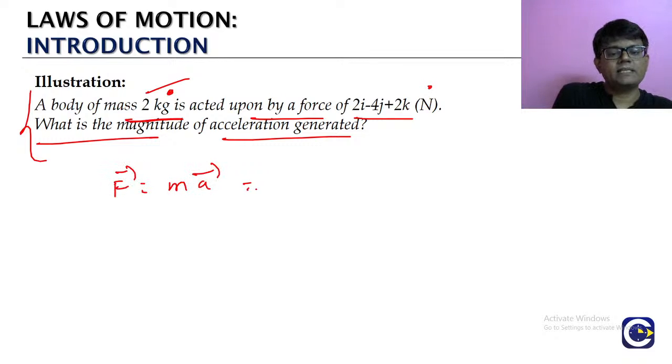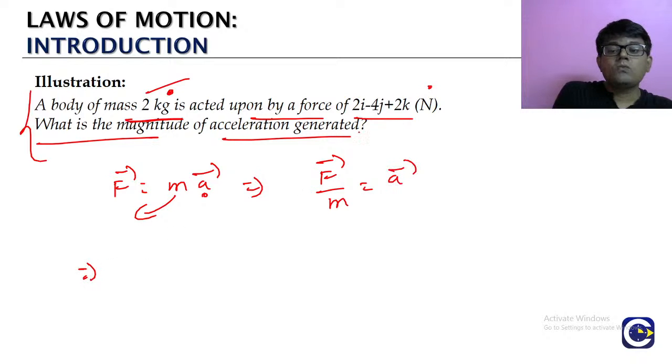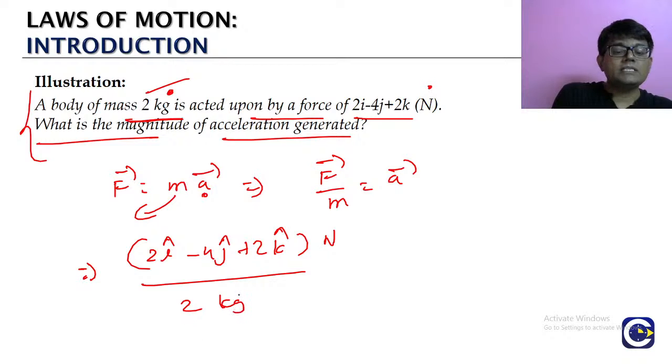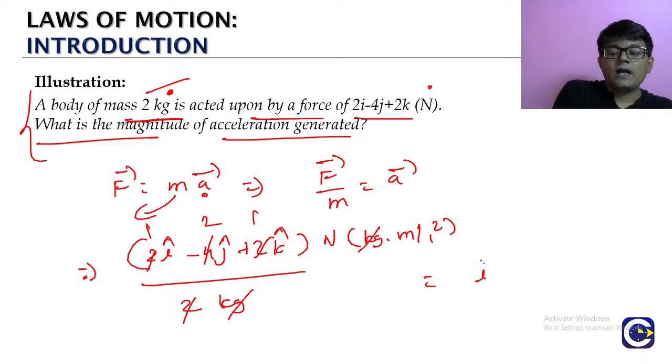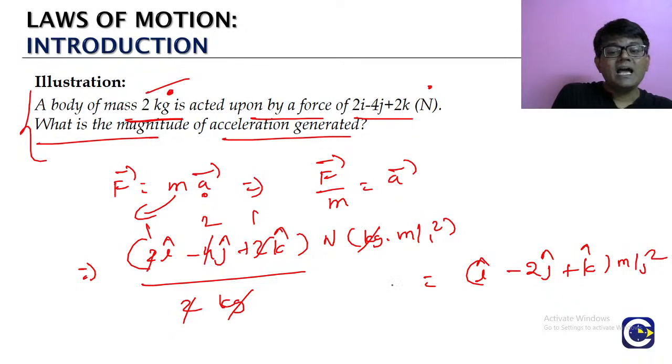Force is equal to m into acceleration, right? Here we are looking for acceleration. Bring the mass to the left side. F bar by m is equal to a. What is F bar given to us? 2i minus 4j plus 2k, in Newton, divided by the mass, 2 kg. Newton itself is kg meter per second square, right? So kg is cancelled. Here you will see 2 ones, 2 twos. So it is i minus 2j plus k meter per second square. This is the acceleration as a vector.